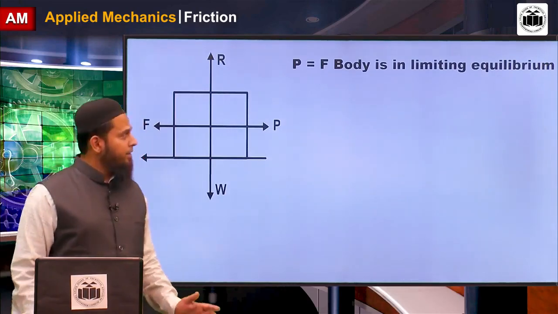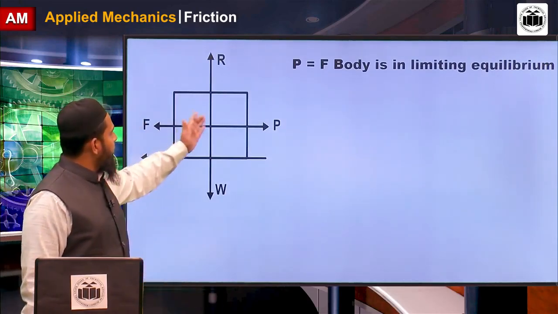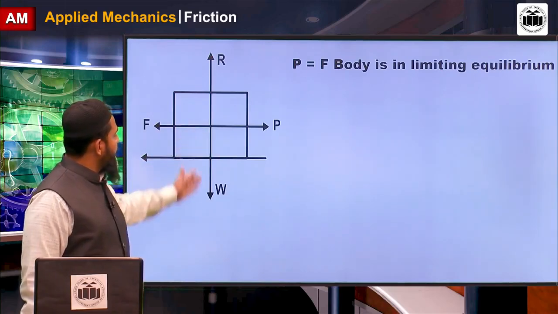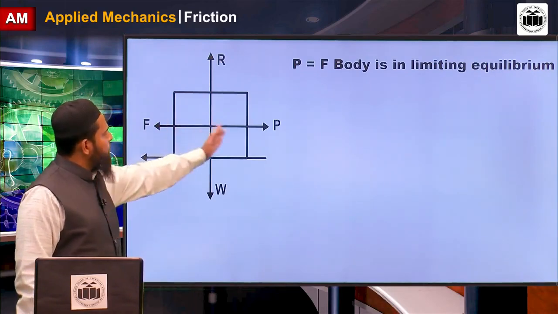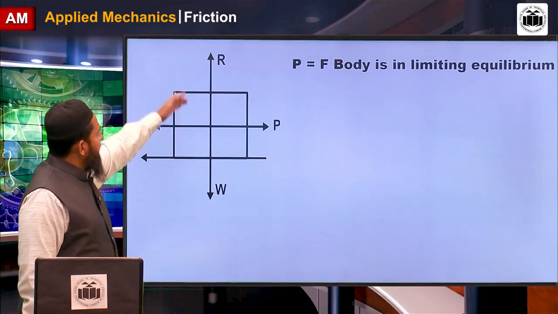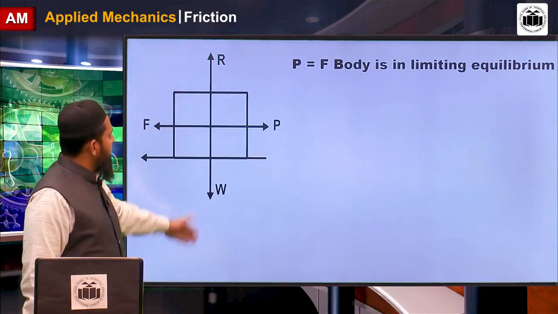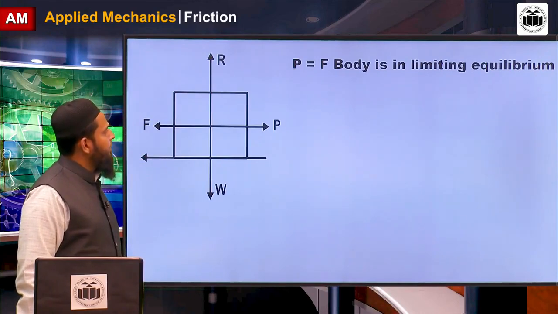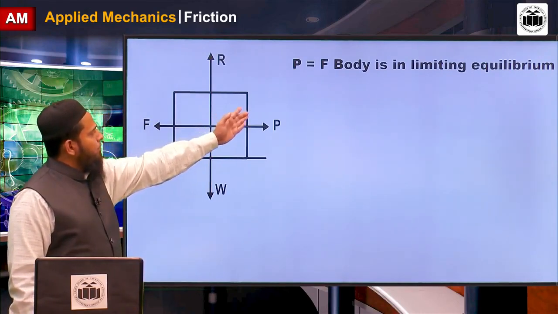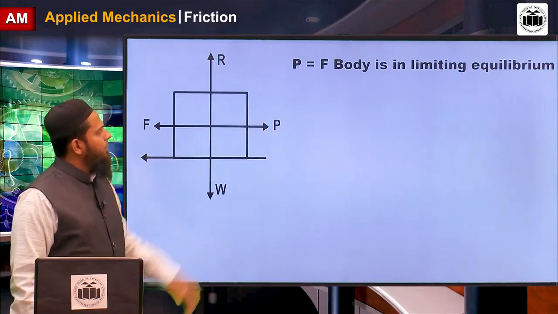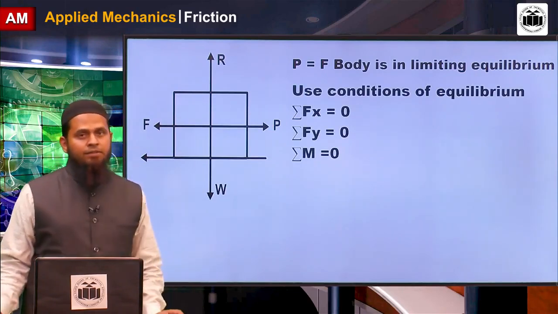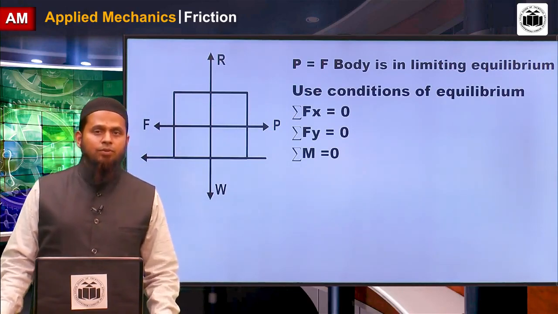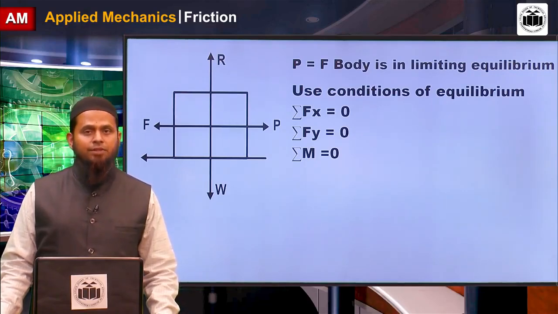Now we simplify this figure or block in this way. Frictional force F is opposite to the pull force, and normal reaction is opposite to the self weight of the body. For P equal to F, the body is in limiting equilibrium. Now we can use the conditions of equilibrium: summation Fx is equal to 0, summation Fy is equal to 0, and summation of moment is equal to 0.